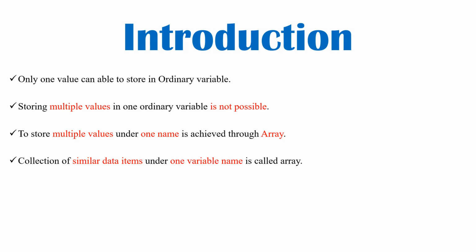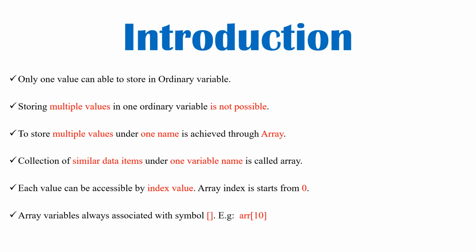An array means a collection of the same data type or similar data items under one variable name. Each value in that array can be accessed through an index value. Array indexes start from 0.